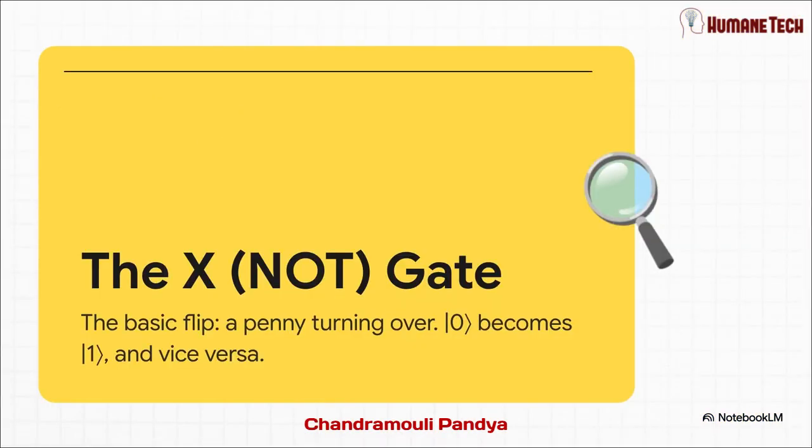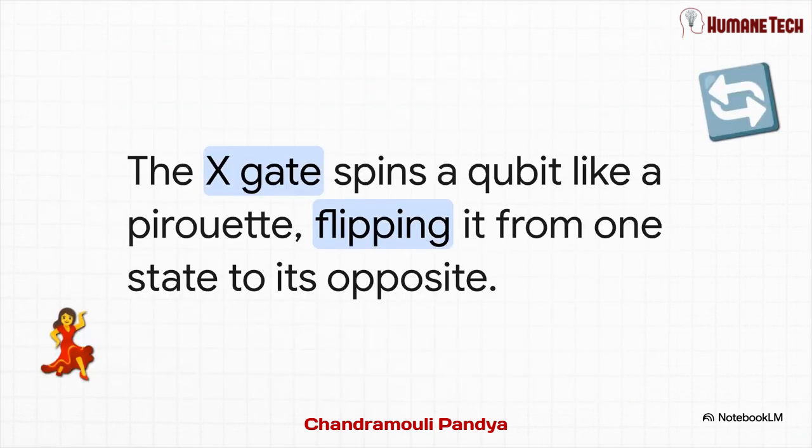First up, we've got the X gate, or as you might know it, the quantum NOT gate. The best way to think about it is like a perfect pirouette. It takes a qubit and just spins it 180 degrees, flipping it from a state of 0 to 1, or from 1 right back to 0. It's the most basic flip in our entire choreography. It's a totally foundational move, really the basis for our whole quantum choreography.